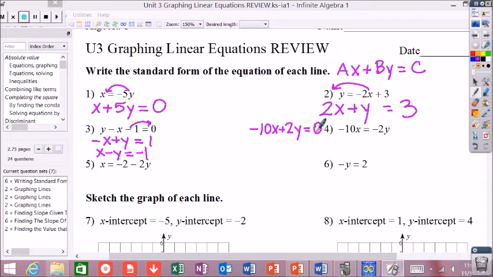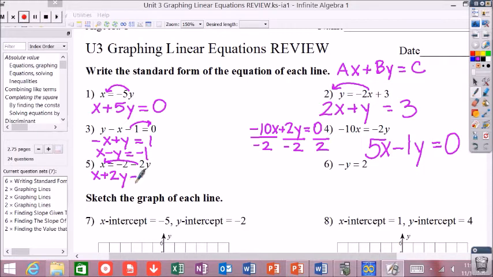In my mind, I'm thinking, what will divide into those two numbers, 2 and 10? Well, a 2 will. If I want to also get rid of the negative in the front, I can divide out a negative 2. So when we simplify this answer, we're going to get 5x minus 1y, or just y, equals 0.